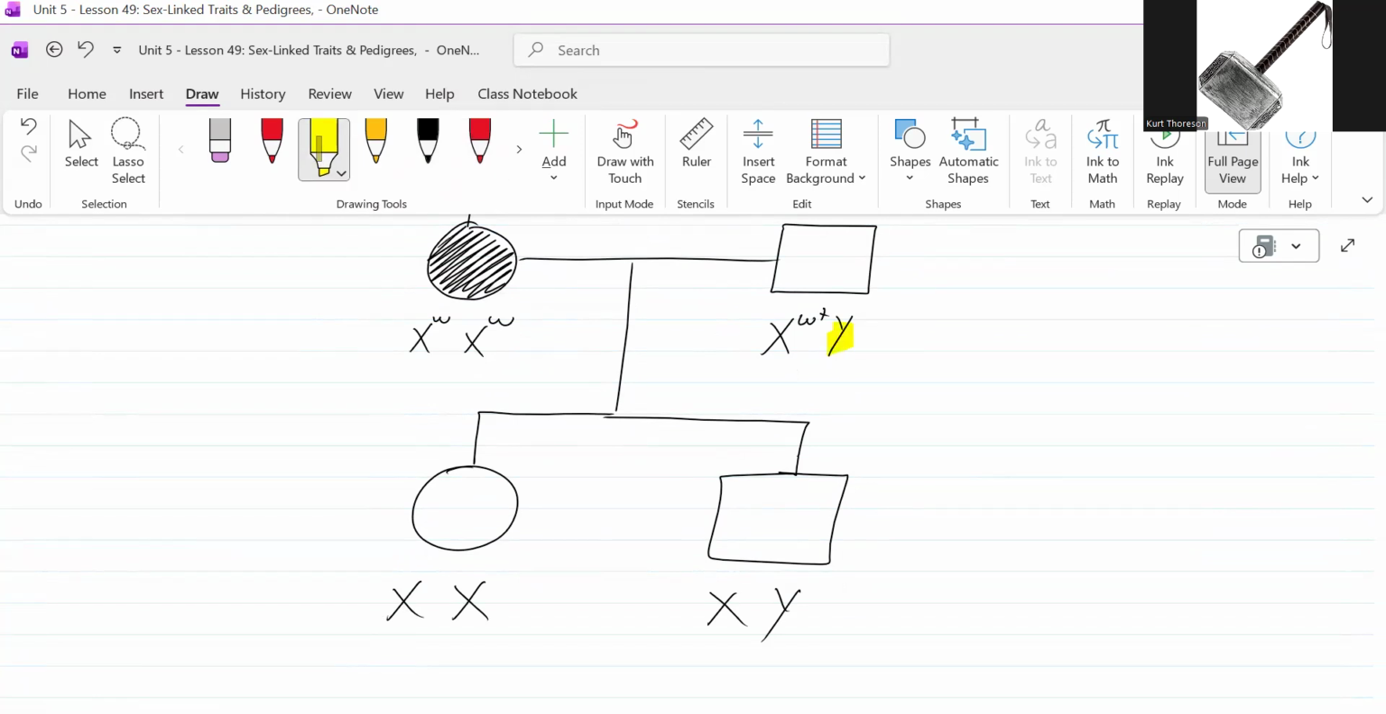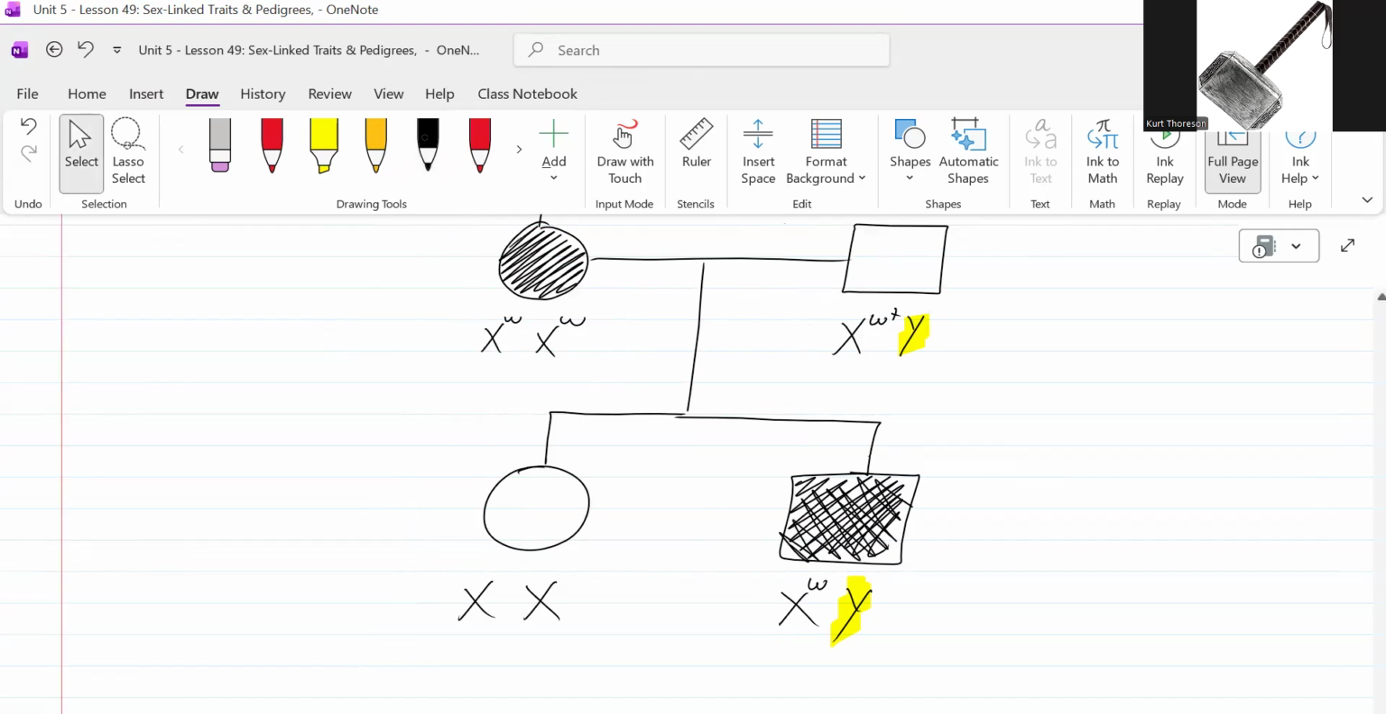Well, Sonny Boy inherited dad's Y. He inherits an X from mom. Both X's are the same. What's son going to be? He's going to be colorblind. And who did he inherit it from? He inherited it from mom.